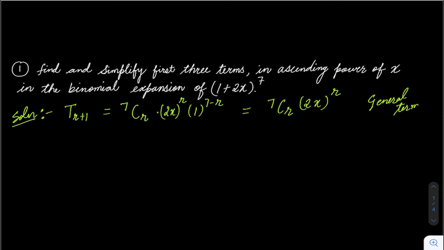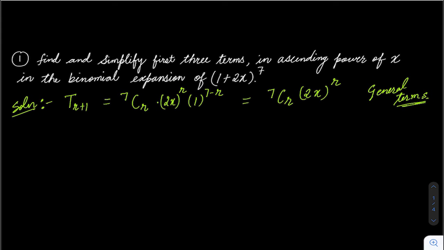Now to find the first 3 terms, we will find t1. How will we find t1? We will take r as 0. As you can see, if I need this to be 1, I have to take r as 0. So t1 equals 7C0 (2x) power 0. Now remember, this is just for your understanding, you don't have to write this. r we are taking as 0.